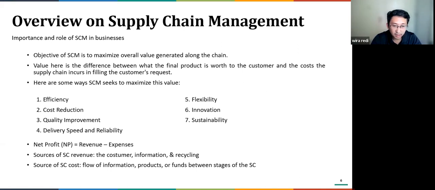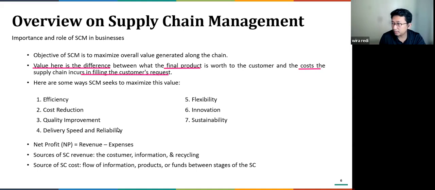So you can see that the definition of value here is the difference between the final product's worth to the customer and the cost. How much the customer appreciates our products, and then the cost incurred in filling the customer request.